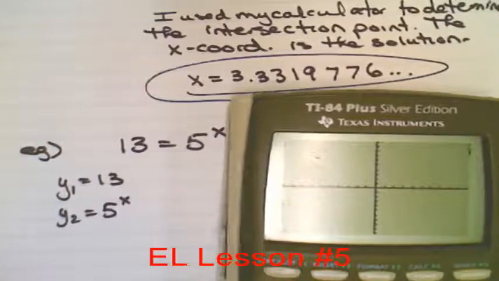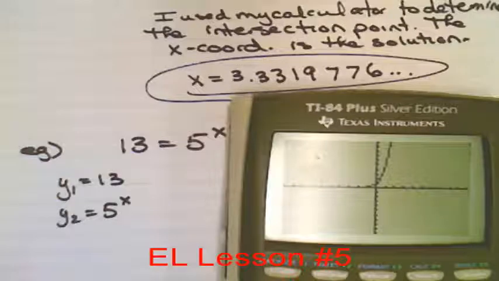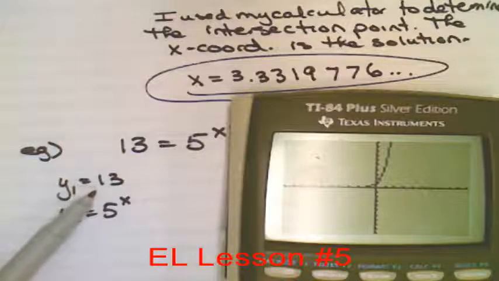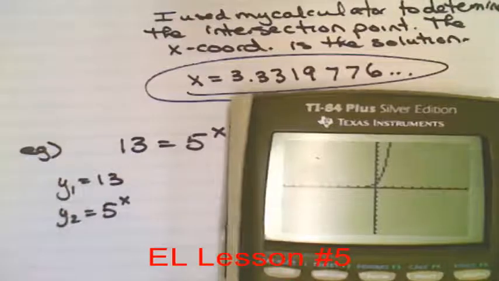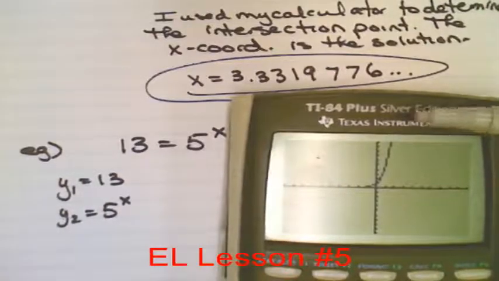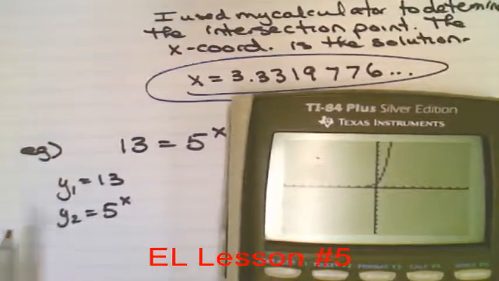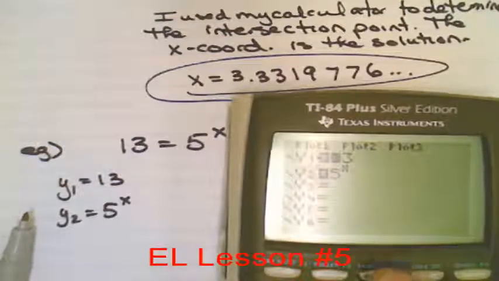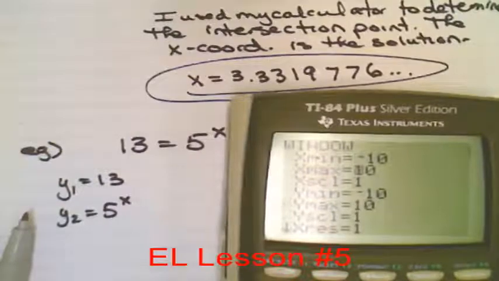I go put that in my calculator. So here, clear out what's there. Okay, y1 is 13, y2 is 5 to the power of x. Okay, and I'm looking at my standard window, so I'm going to go back to it first. And here are the two functions. I don't see them cross. Why don't I see them cross?